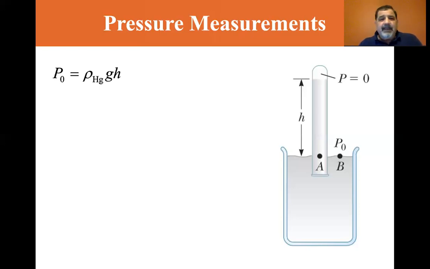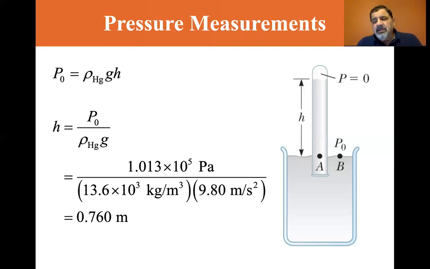So h, the height, is the measurement that we get. It's the atmospheric pressure, 1.013 times 10 to the fifth Pascal, divided by the density of mercury, which is 13.6 times 10 to the third kilograms per cubic meter, times 9.8 meters per second squared. And if you calculate that out, you get 0.76 meters, 760 millimeters. And that's how some people reported 760 millimeters of mercury.